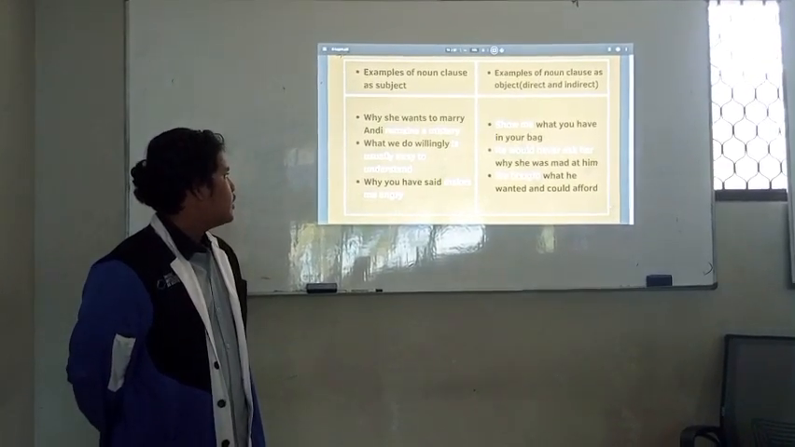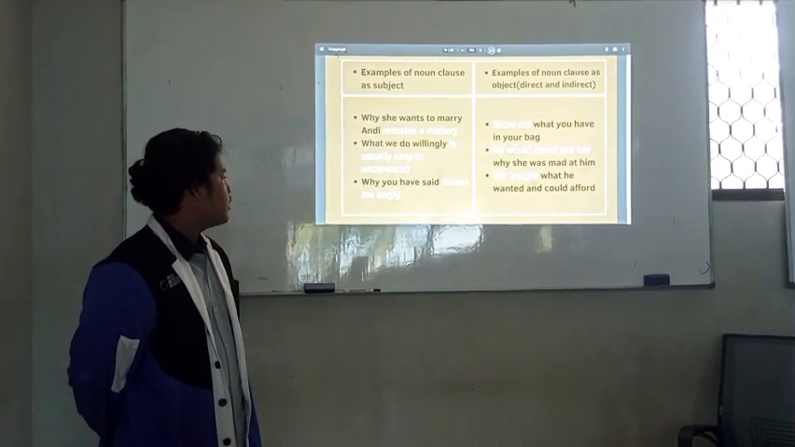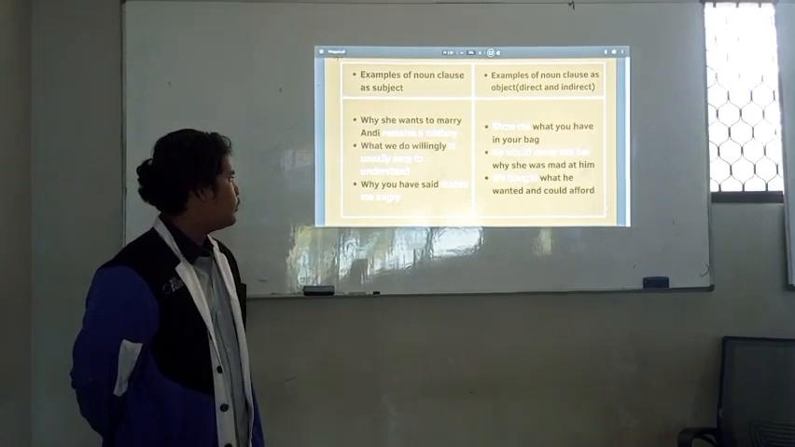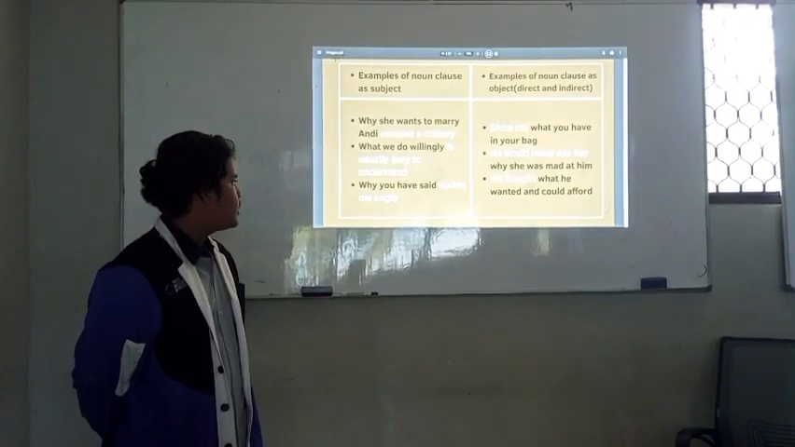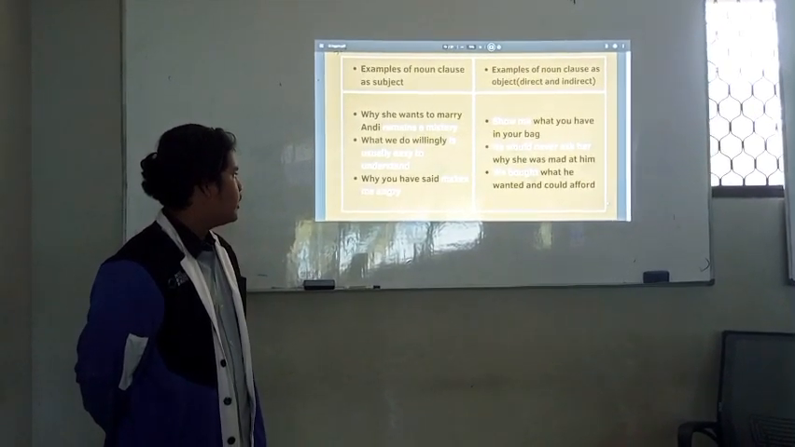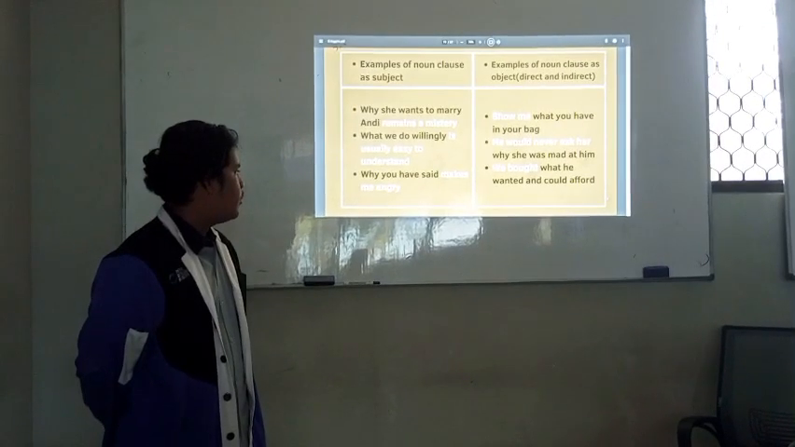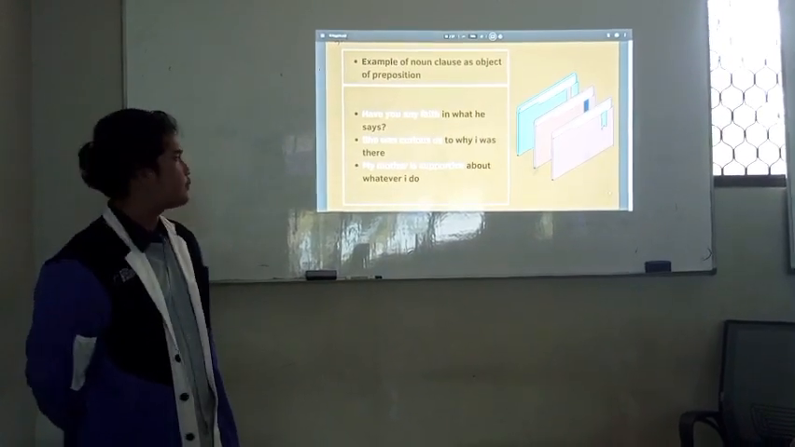Examples of noun clause as object, direct and indirect. Show me what you have in your bag. He would never ask her why she was mad at him. We bought what he wanted and called a for.